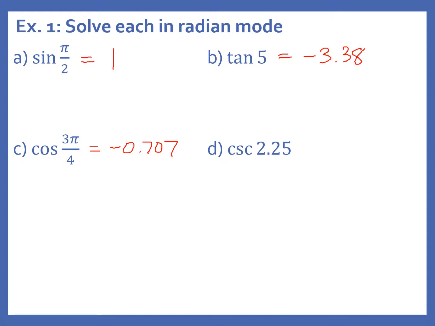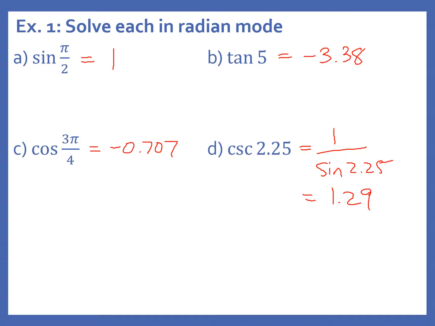Cosecant. We don't have a cosecant button, so you've got to remember that cosecant is one of your reciprocal trig functions, which cosecant goes with sine. So this is equal to 1 over sine 2.25. Type that into your calculator, 1 divided by sine 2.25, hit equals, and you should get 1.29 if we round.